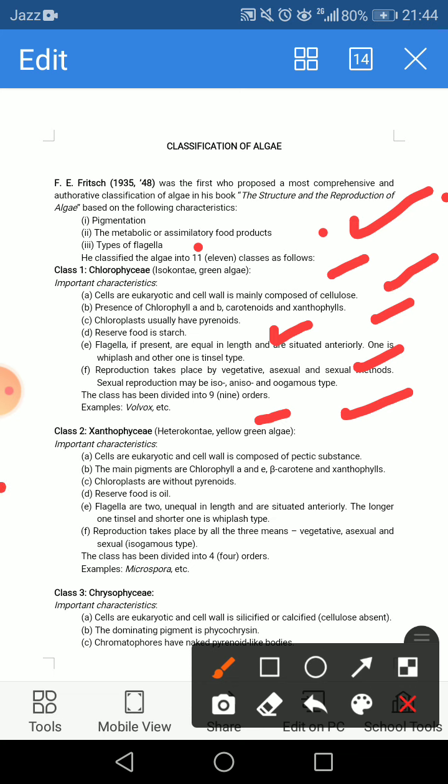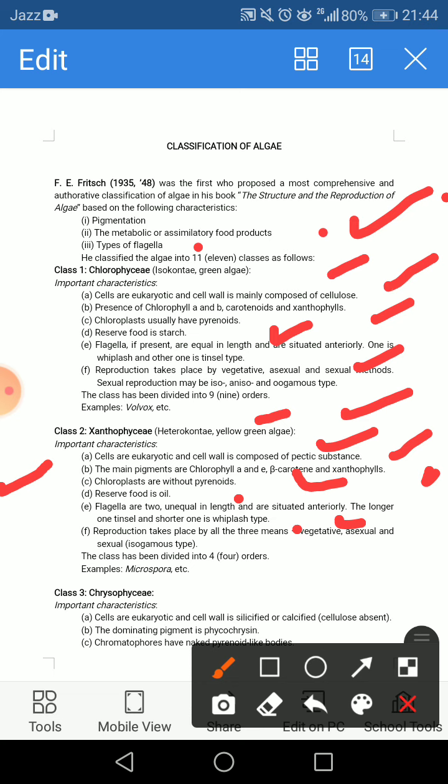Class 2 is Xanthophyceae, known as Heterokontae, yellow-green algae. Important characteristics of yellow-green algae are: cells are eukaryotic and cell wall is composed of pectic substances. The main pigments are chlorophyll A and E, beta carotenes and xanthophylls. Chloroplasts are without pyrenoids. Reserve food is oil. Flagella are two that are unequal in length and are situated anteriorly. The longer one is tinsel and the shorter one is whiplash type.